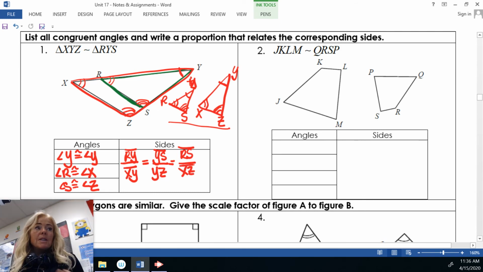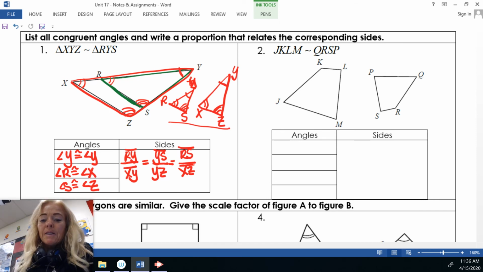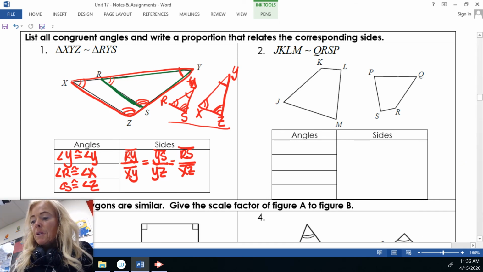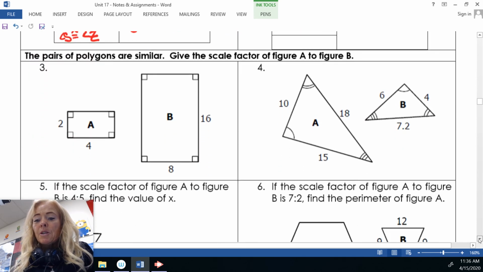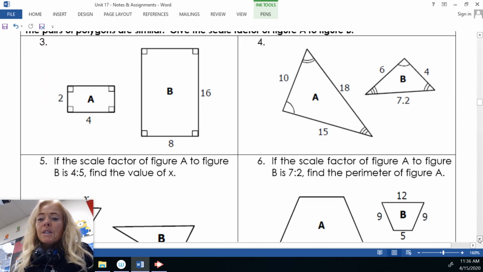Right, so that's an example of a type of problem that you might get when you're trying to show congruent angles and proportional sides. And then let me pick one to help you with on your homework, where you have to find a side measure. These are scale factors.